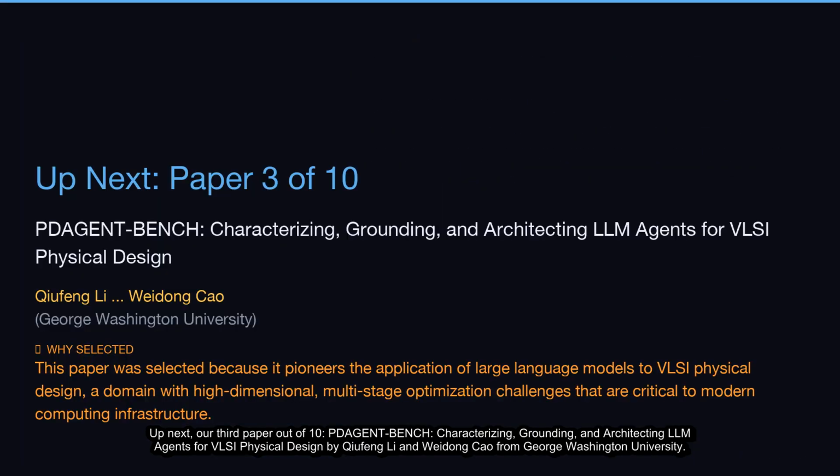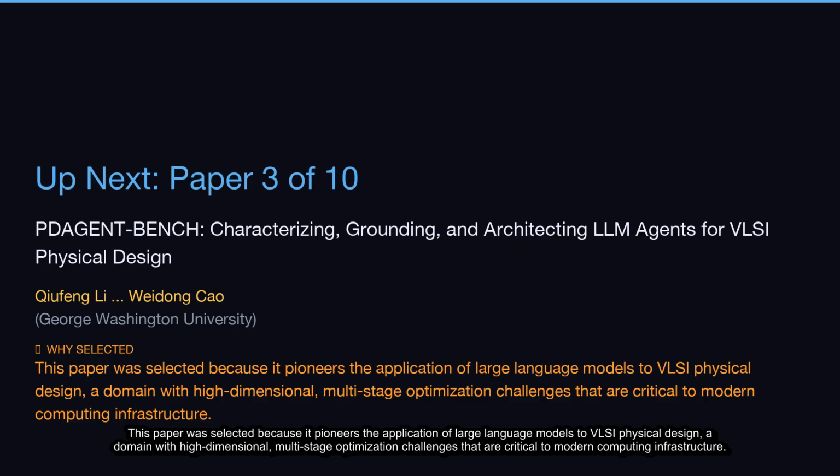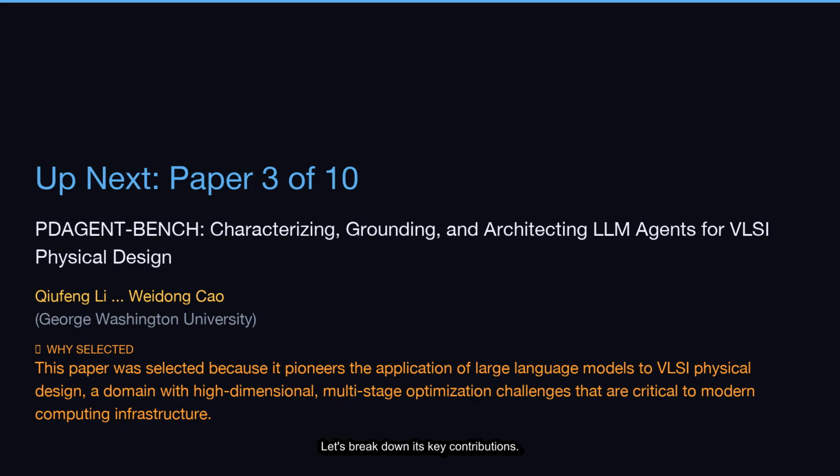Up next, our third paper out of 10, AgentBench, Characterizing, Grounding, and Architecting LLM Agents for VLSI Physical Design by Qiufeng Li and Weidong Chao from George Washington University. This paper was selected because it pioneers the application of large language models to VLSI physical design, a domain with high-dimensional, multi-stage optimization challenges that are critical to modern computing infrastructure. Let's break down its key contributions.